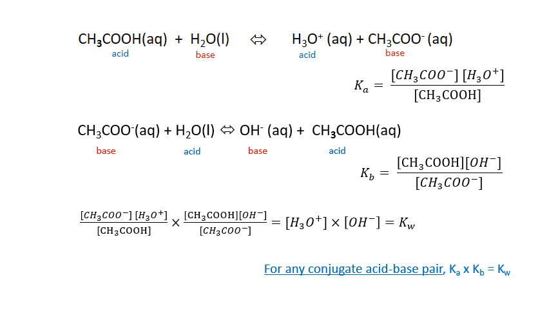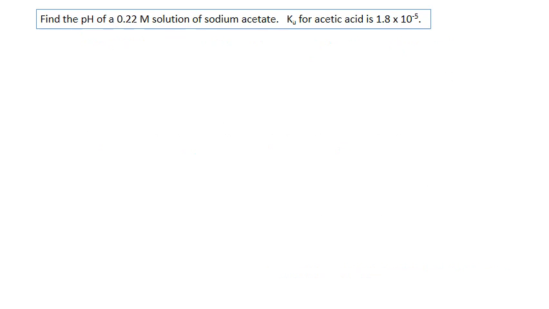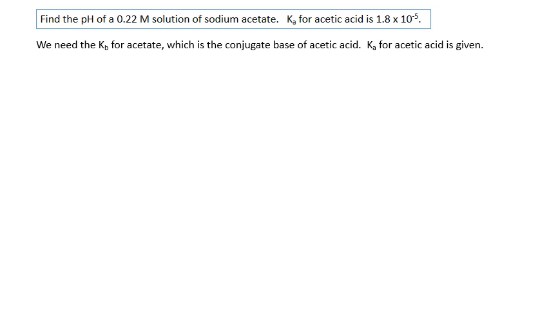So in this case, we'd like to have Kb for acetate to do a problem with that, but we don't know it, but we do know Ka for acetic acid, so we'll be able to figure it out. So let's do a problem like that. Find the pH of a 0.22 molar solution of sodium acetate. And then it gives you Ka for acetic acid, 1.8 times 10 to the minus 5. Okay? So the first thing we got to do, let's find that Kb. It is the conjugate base of acetic acid, and Ka for the acetic acid is given, so simple calculation.